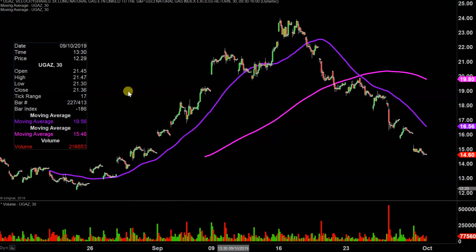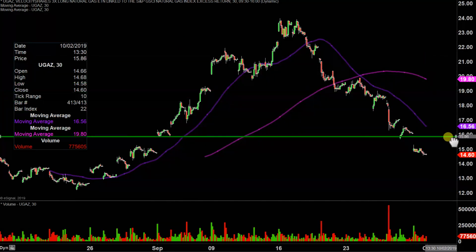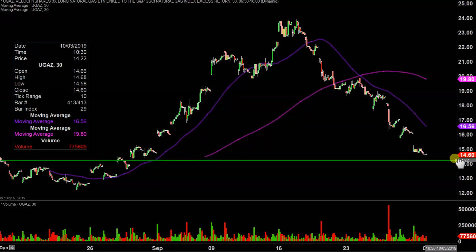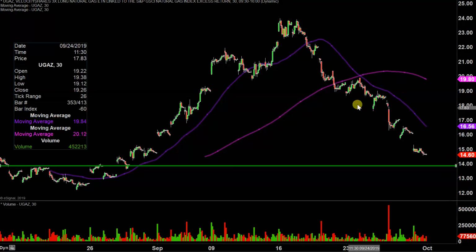So I want to map out a couple areas of support, and then we can talk some levels of resistance in the event the price bounces. First key level of support, and what makes this chart interesting, is that it's getting relatively close to a very important level from the past, and that's right there at $14.